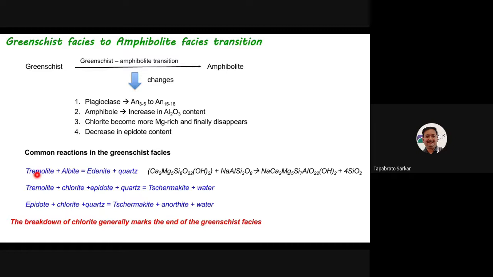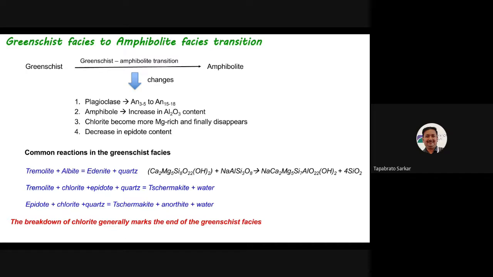If you look at this reaction, there is tremolite, which is aluminum free, plus albite, which is sodium aluminum, and what we get is edenite, where sodium and aluminum get into the hornblende, and quartz is generated. In the other reaction, tremolite, which is aluminum free, reacts with chlorite, epidote and quartz to finally form tschermakite. Tschermakite, as we discussed yesterday, is also an aluminum-bearing amphibole or hornblende.